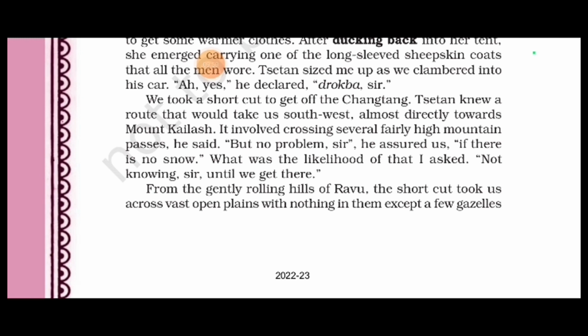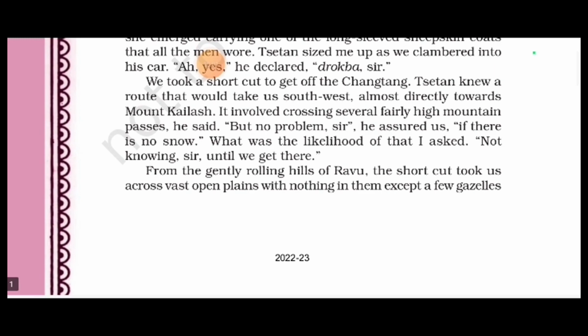From the gently rolling hills of Ravu, the shortcut took us across the vast open plains with nothing in them except a few gazelles. Now gazelles, they are African Asian mammals with large eyes that move quickly and hooves. Hooves means making noise. So they are animals, right?